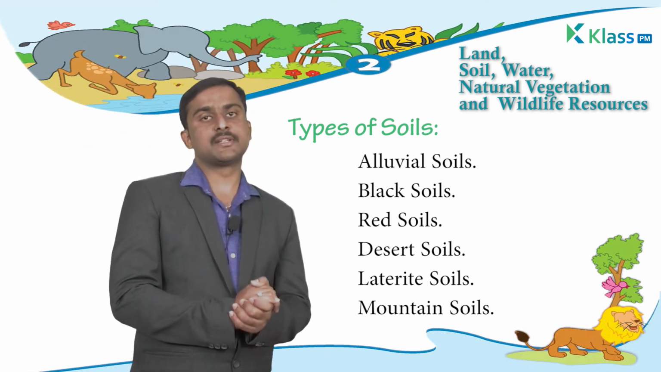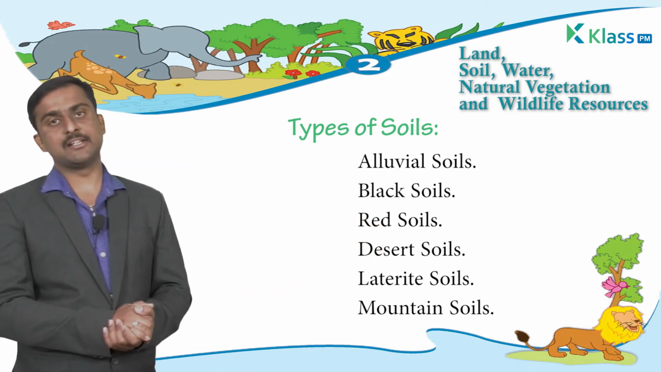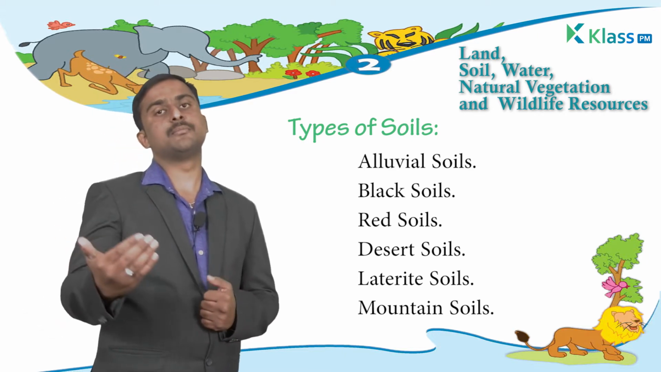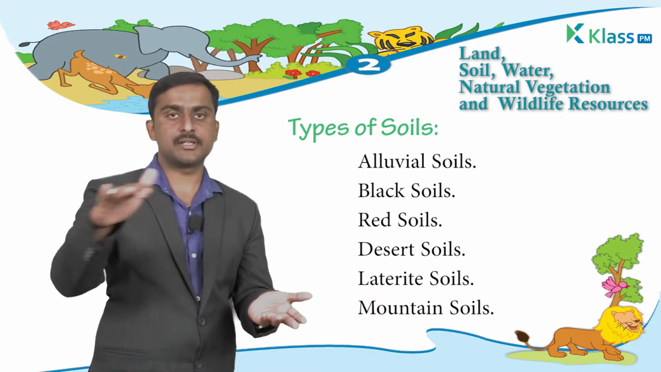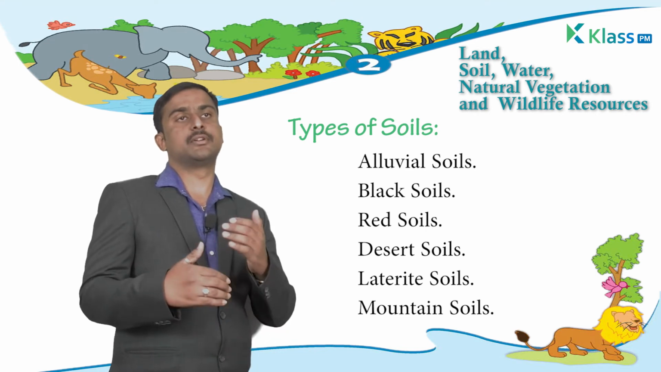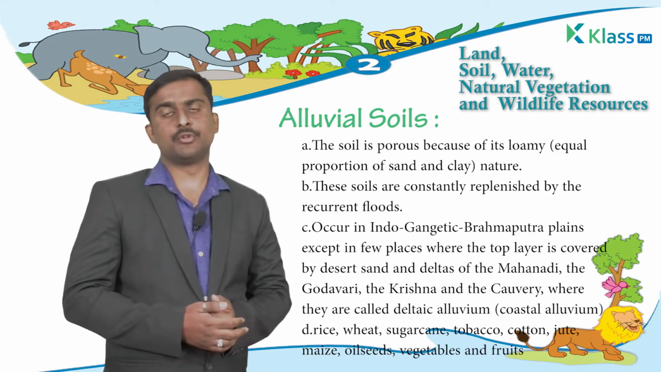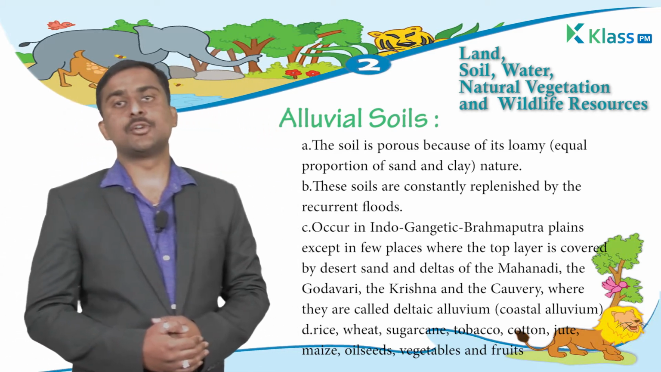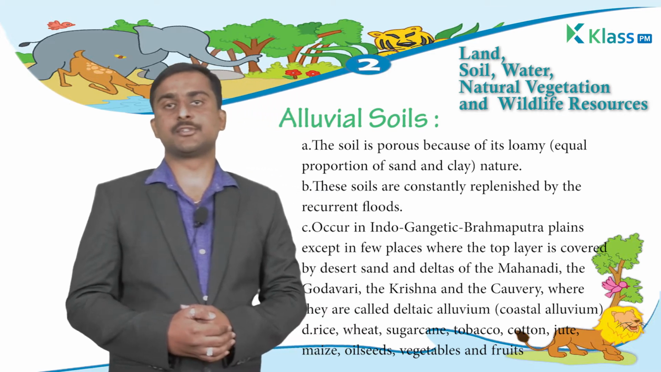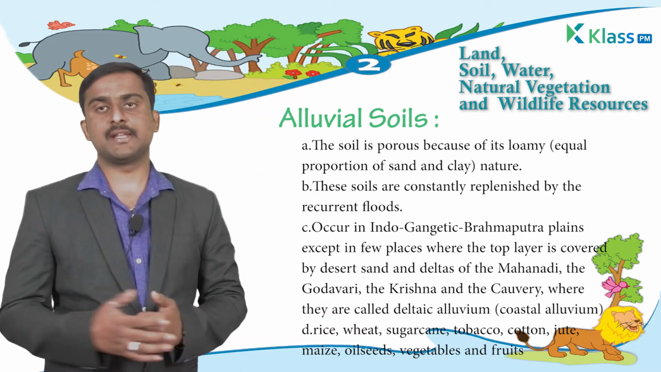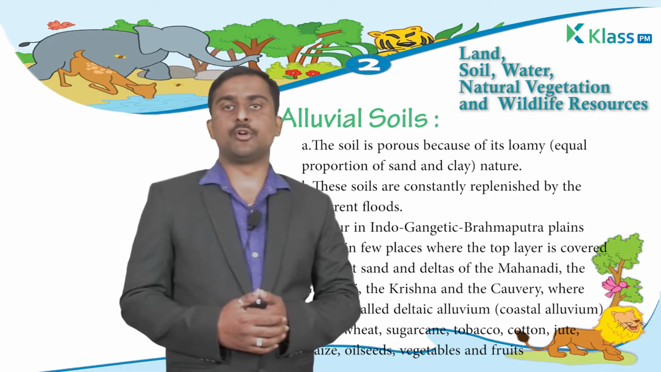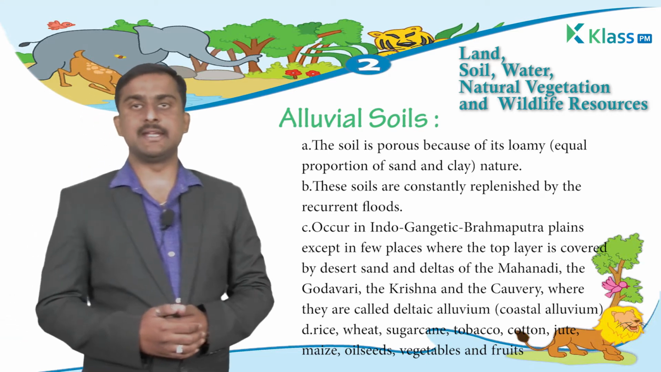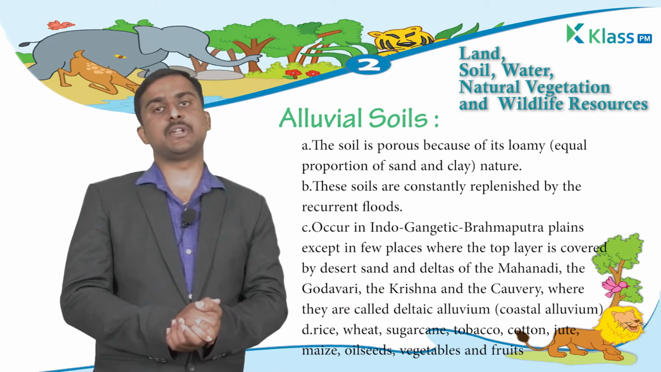Okay, so first, alluvial soil. What is alluvial soil, where it originated from, how it is formed, with which minerals it is formed on the earth's surface, and how it is used for agriculture purposes. We are discussing alluvial soil. So what is alluvial soil? Alluvial soil is nothing but a soil which is porous, and because of the equal proportion of sand and clay mixed, it is the alluvial soil.